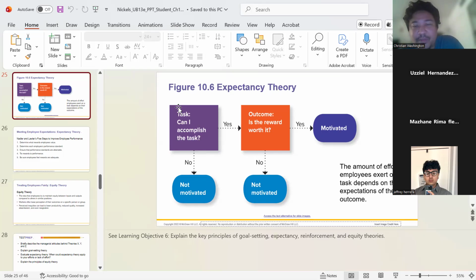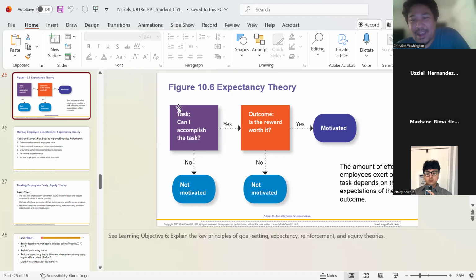So this is almost kind of basic if you think about it, but sometimes the basic stuff makes sense, right? If I can do a task and I can get a reward from it, then I might be motivated to do it. If I can't do the task, then I'm not motivated. I can't do that task. If I could do the task, but there's no reward, I don't want to do it. All right. So this is what it's saying.